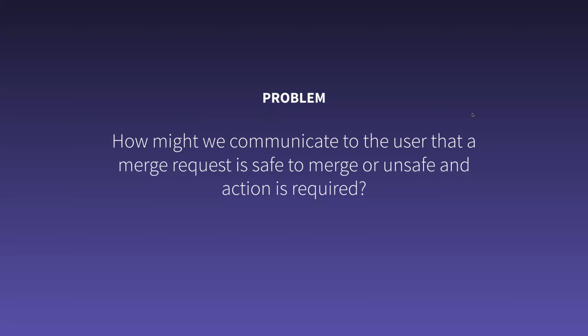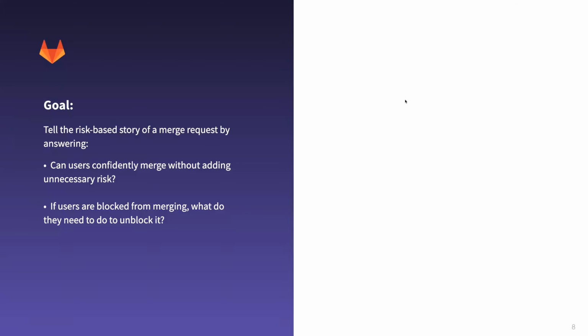The problem we're facing is, how might we communicate to the user that a merge request is safe to merge, or unsafe and action is required? Our goal here is to tell the risk-based story of a merge request by answering, can users confidently merge without adding unnecessary risk? And if users are blocked from merging, what do they need to do to unblock it?